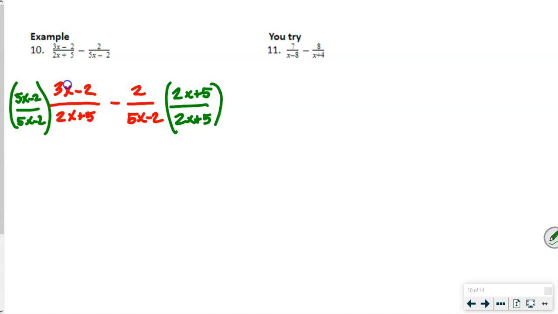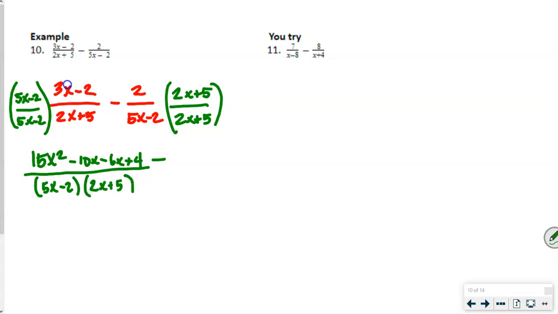So when we do this, in the numerator, you could use the box here, you can use FOIL. So I'm going to use FOIL. This is going to be 15x squared. Outside is going to be negative 10x. Inside is going to be negative 6x. And then we got plus 4. And then we're going to subtract from it the other one, right? So all of this would be over the 5x minus 2 times 2x plus 5, right?